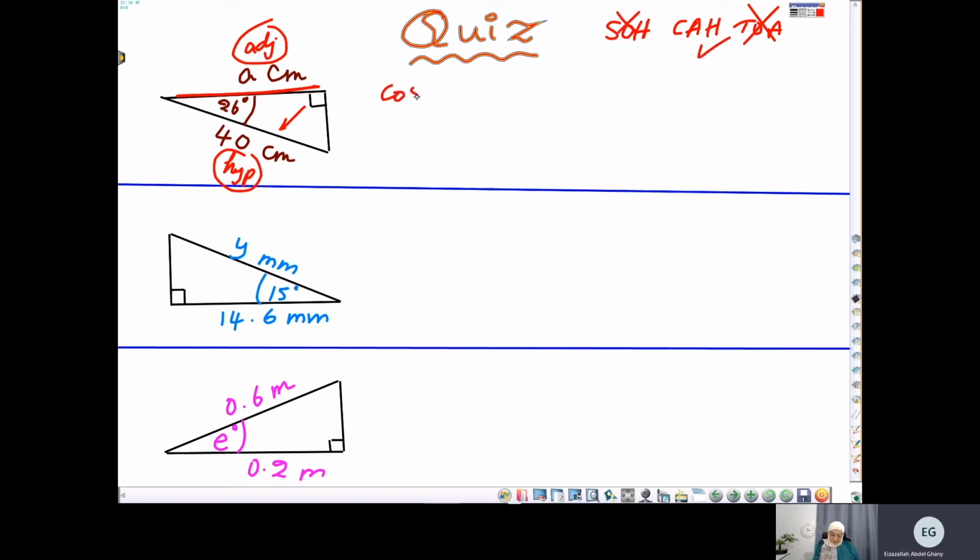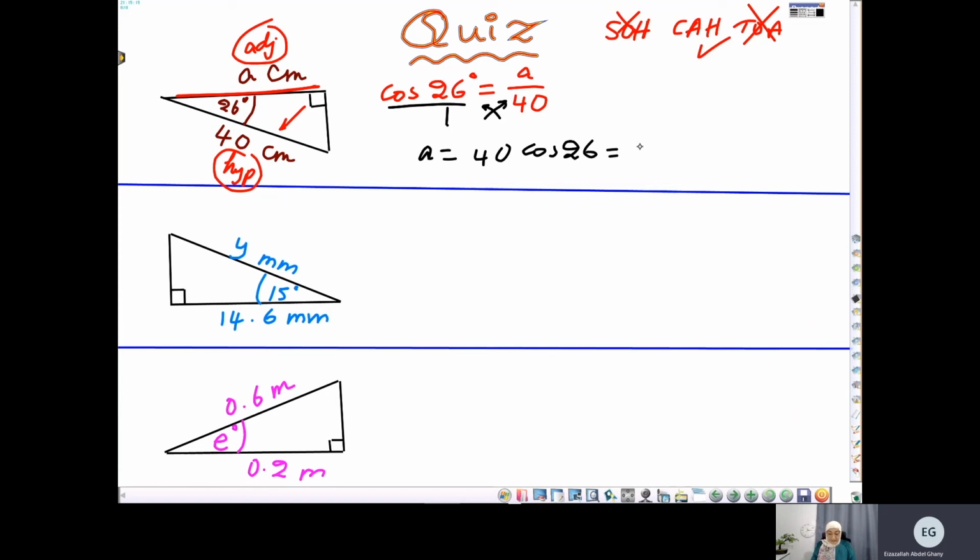So now let's write cosine, the angle, which is 26, equals adjacent over hypotenuse. If you make a mistake, you will know that you made a mistake because the side A should be less than 40. Deal? Always try to have sense and always try to have expectations. So A equals 40 cosine 26. Don't write cosine 26 times 40. Okay? 40 cosine 26 equals how much?